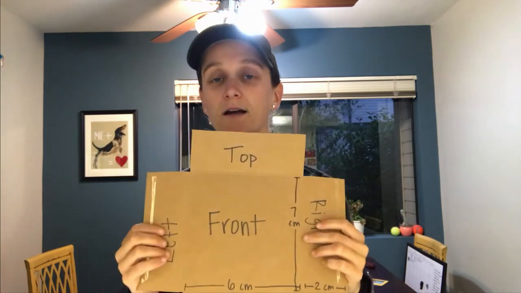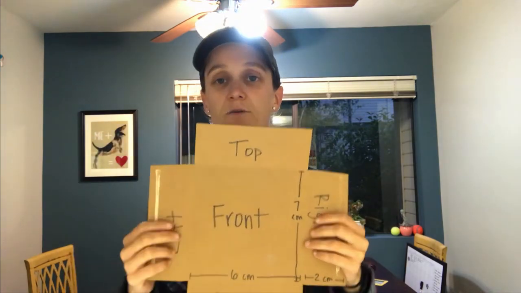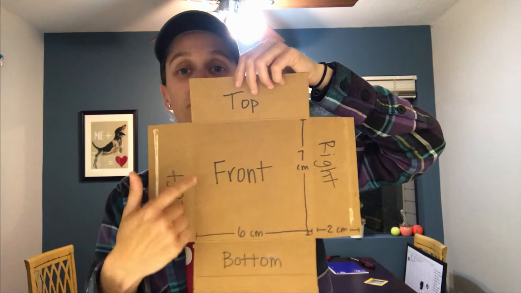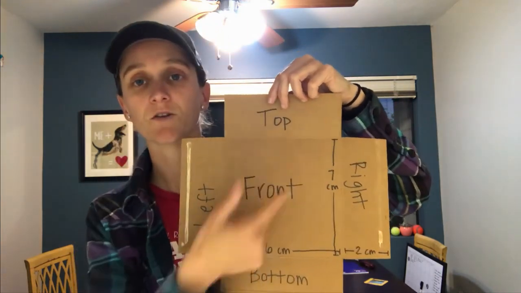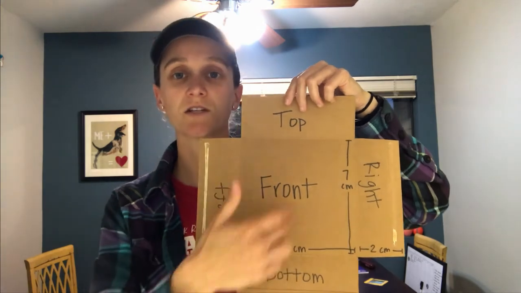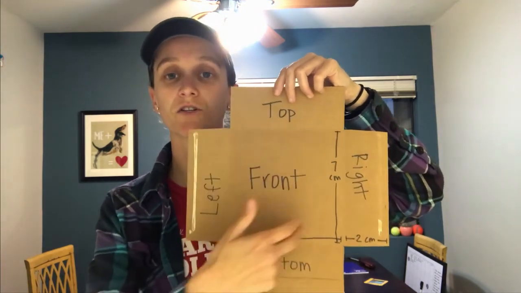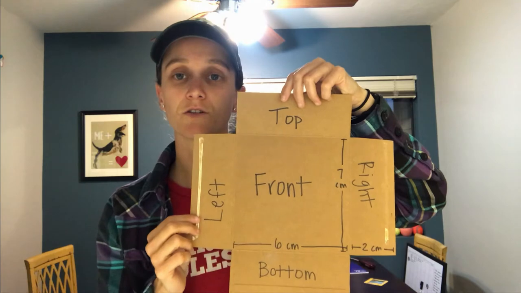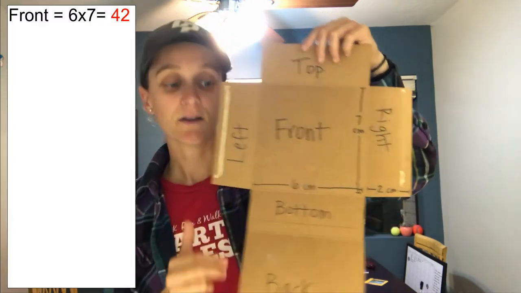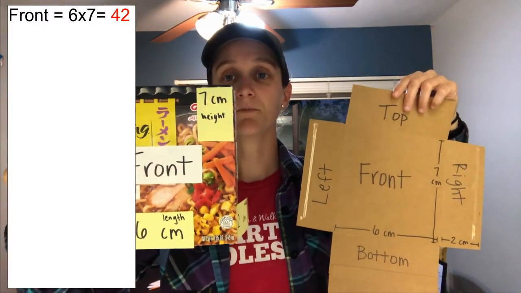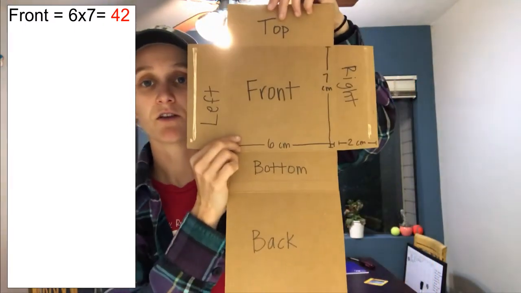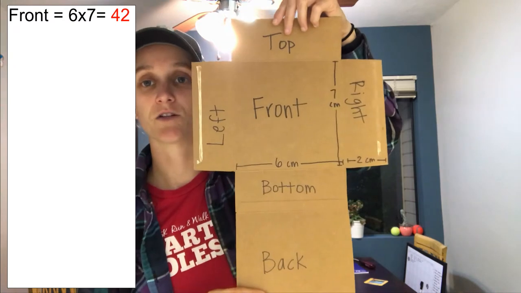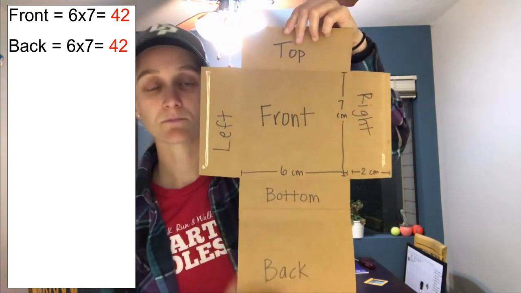And so I'm going to use my net, but again, in the next video I'll go a little bit slower into this. So starting off, I measured that the front was 6 centimeters by 7 centimeters. So area is length times width. So 6 times 7 is 42. So we know that this front side is going to be 42 square centimeters. And if we look at the box, you notice that the front is the same size as the back. So if I know that the front is 42, I know that the back's got to be 42. So far we have those two done.